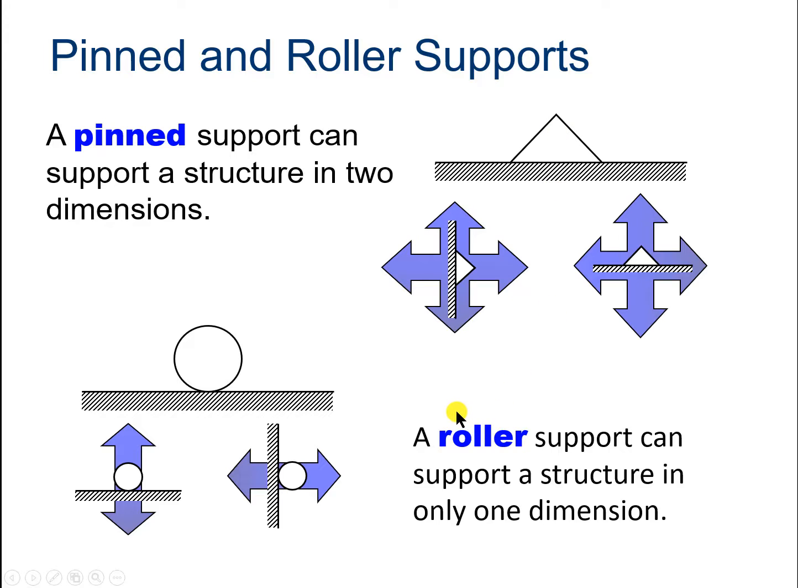In contrast, there's a roller support, and a roller support can support a structure only in one dimension. The most relevant one is shown down here, and it will support the end of the bridge vertically. It won't come crashing down into the earth, but it will allow it to move horizontally. So it only applies a vertical reaction force. This is a symbol for a roller support, and this is a symbol for a pin support.